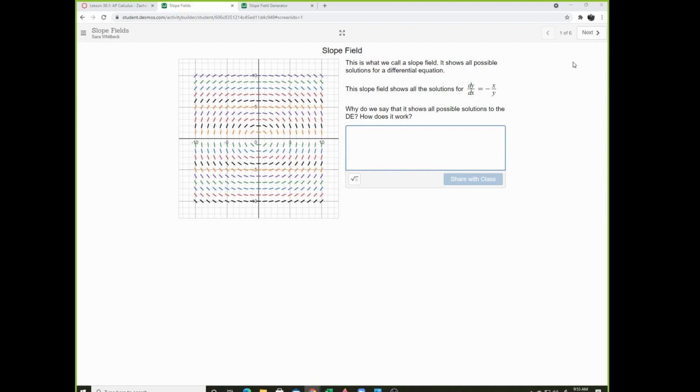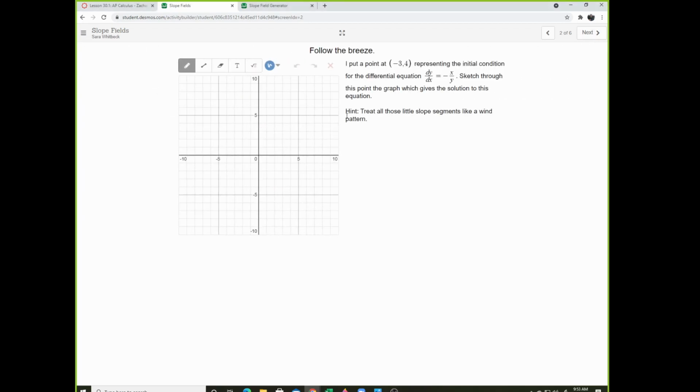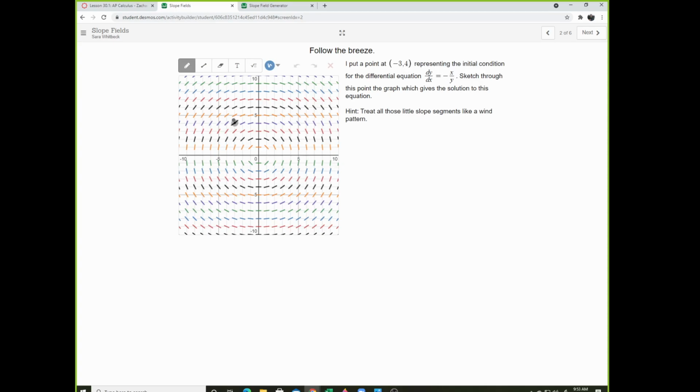So, number 2 is asking you that they gave you a point right here, and they want you to use what you see with all these slopes to, if you were to move to the right, where would you draw this line so it just kind of follows the breeze? And so draw something that makes sense. So for example, this would not make sense because you're not going with the breeze.